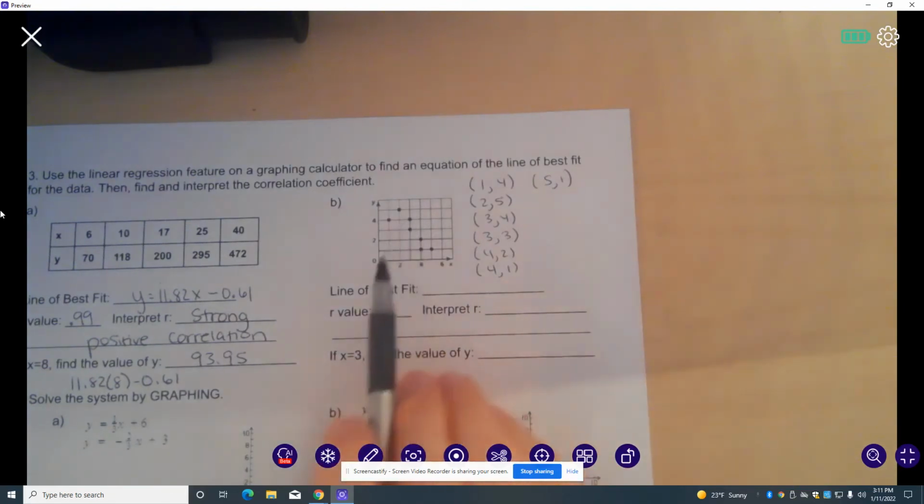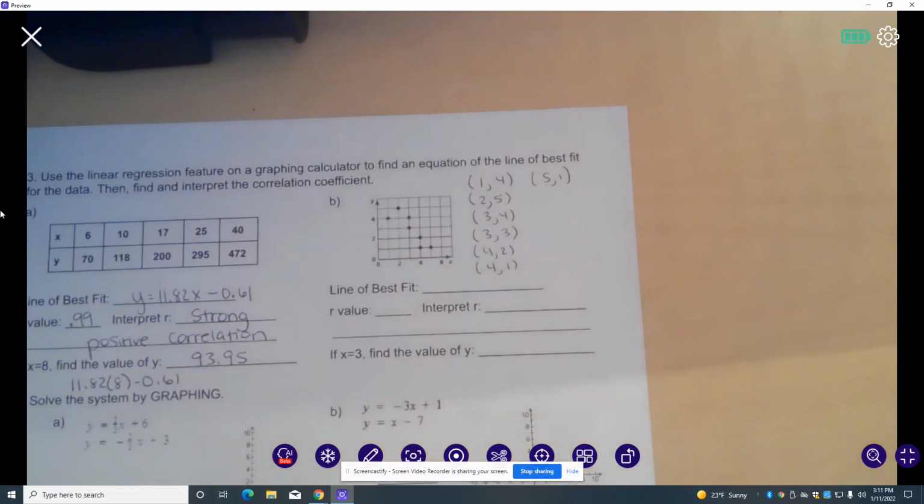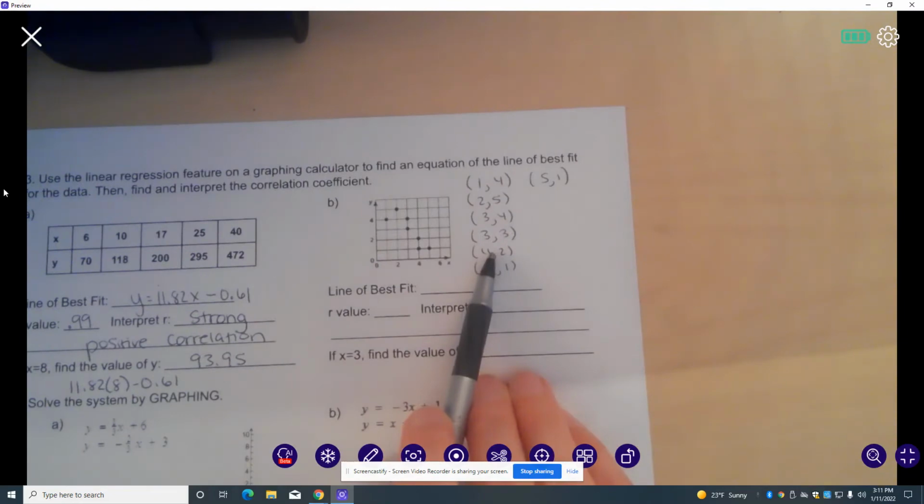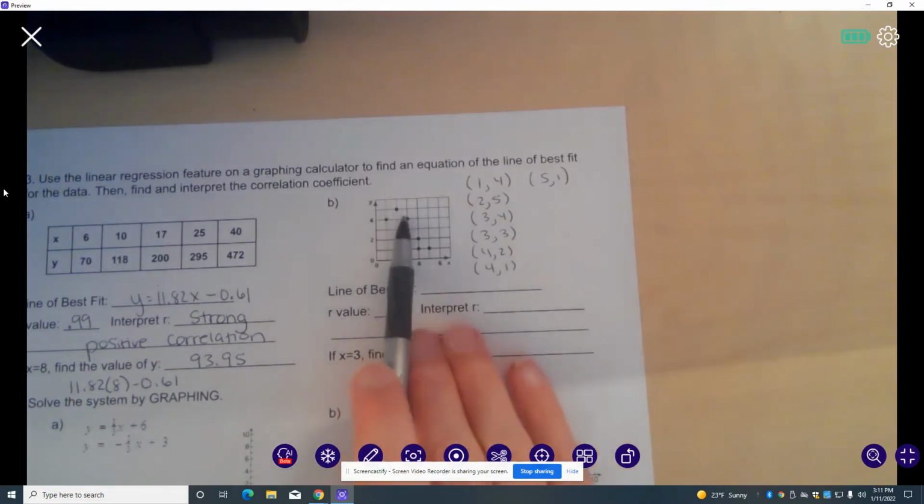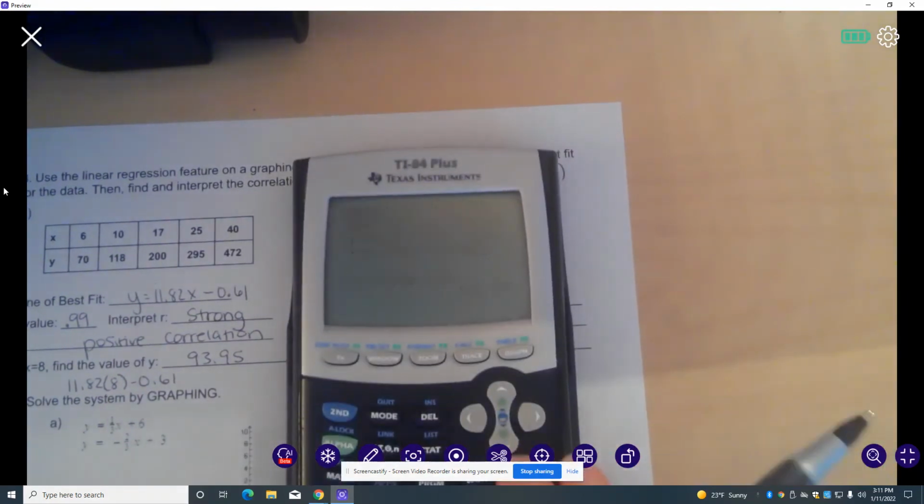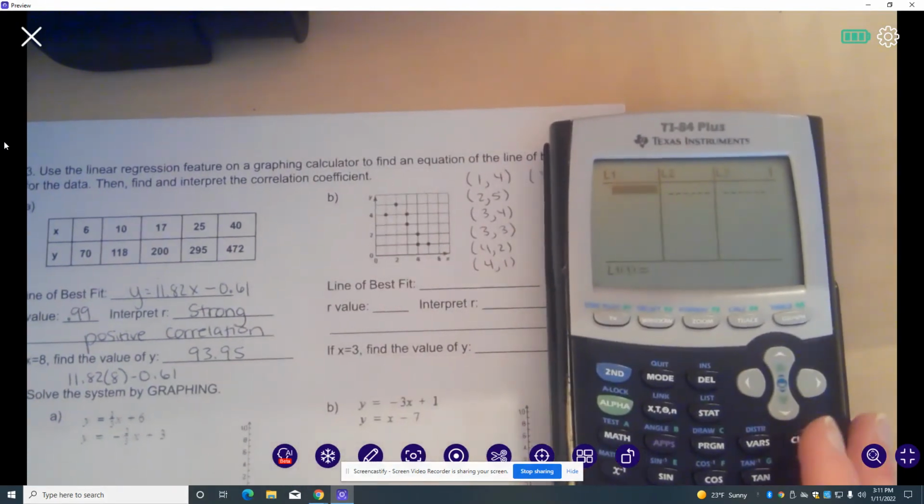I'm going to do the exact same thing in part B, but what I had to do first is because they just give me the points, I went and I listed those x and y coordinates of those points. Okay, so I'm going to enter these points into my list. All right, so I'm going to go back to Stat and Edit. Remember to clear out what you have. Go ahead and highlight that list at the top. Hit Clear, Enter.